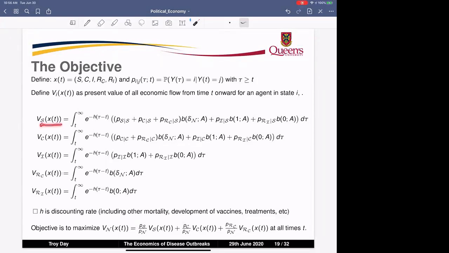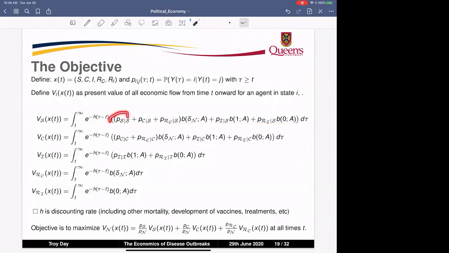And I'll just walk through one of these. They all have the same sort of form. So this is the value at time t of an individual who's in the susceptible state at that time. So I'm going to integrate all of the economic return from time t to infinity, discounting by that discounting rate. And then this is the return I get, weighted by the probability that I'm in each of these different states at time tau.